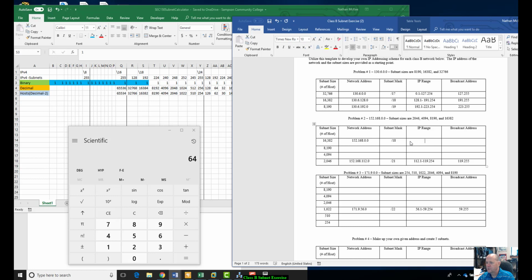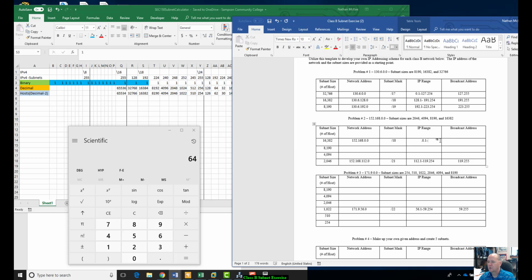All right, but before we do that, dot 0.1 is going to be this 152.168.0.0. 0.1 is going to be the first address. Now our very last address is going to be 63. Can't be 64. That would be all together 64.